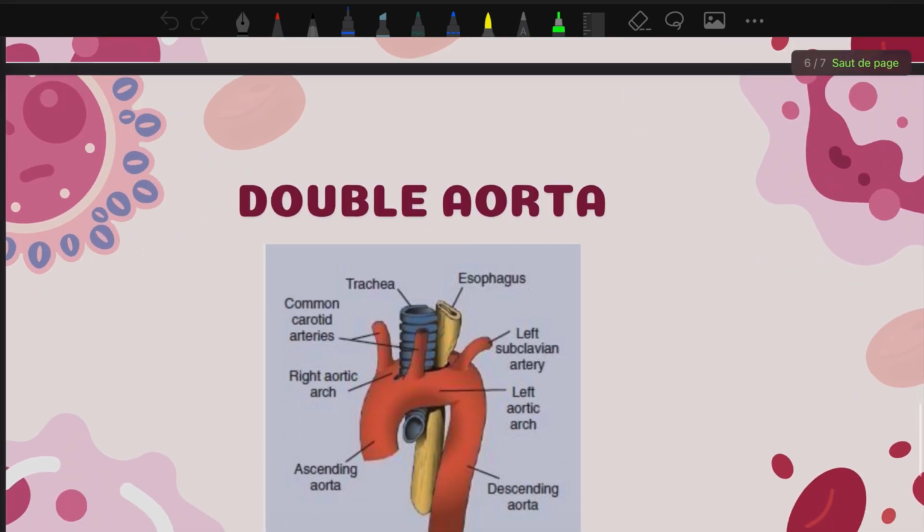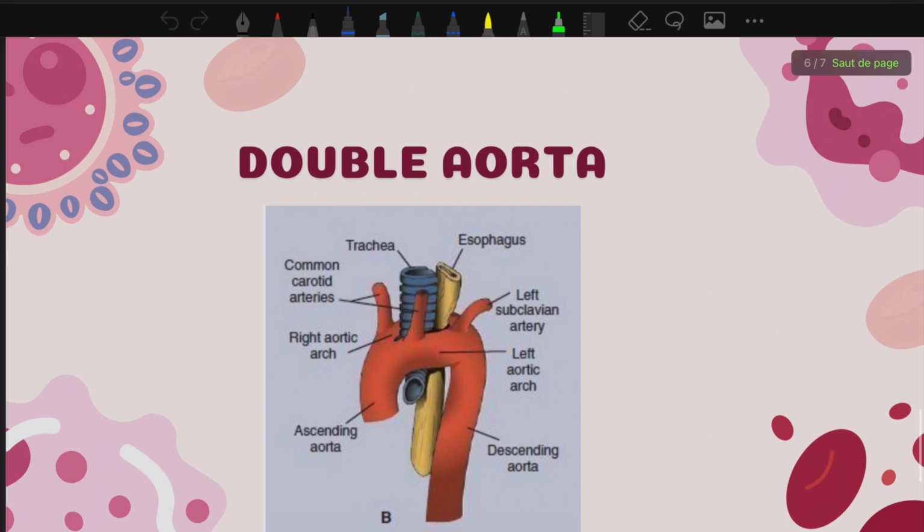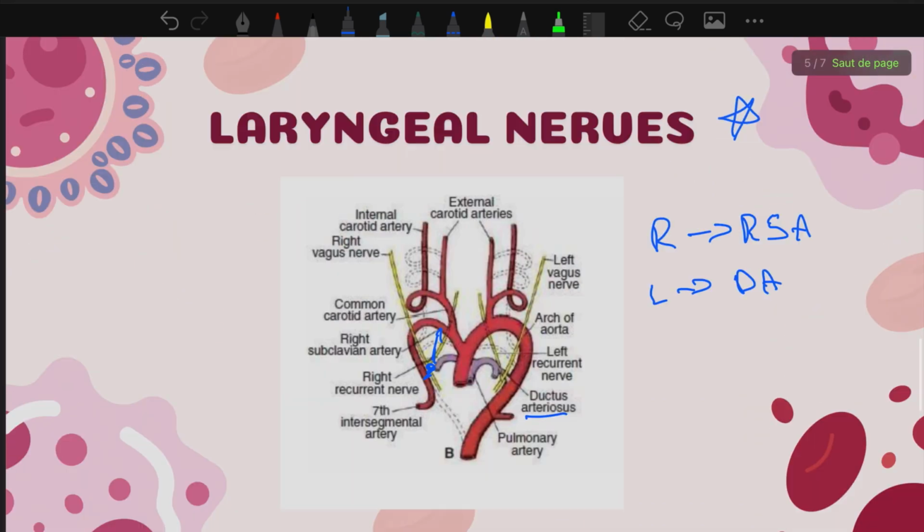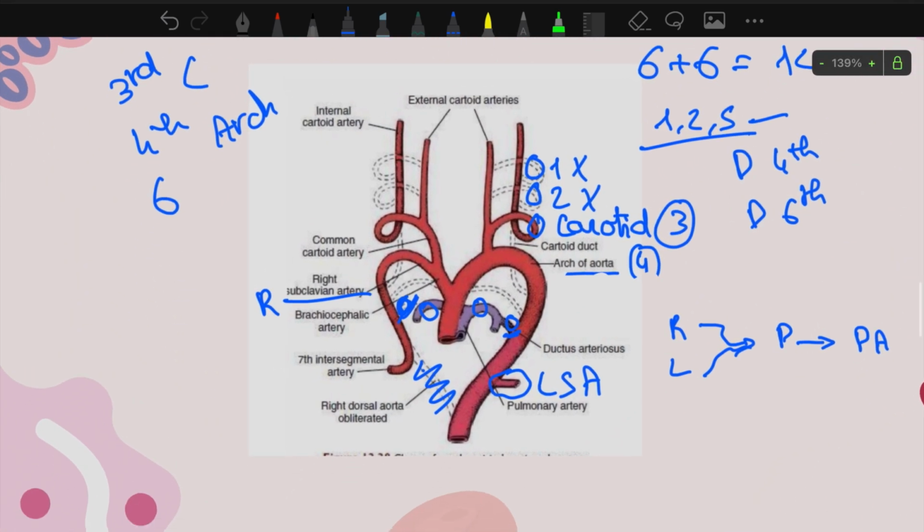And finally, just a congenital disease that Dr. Paul talked about is the double aorta. To understand it, we just have to go back to this slide. We said that this distal part of the fourth aortic arch will die, and it will not persist. But in case it persists, which happens in about 1% of people, it will persist.